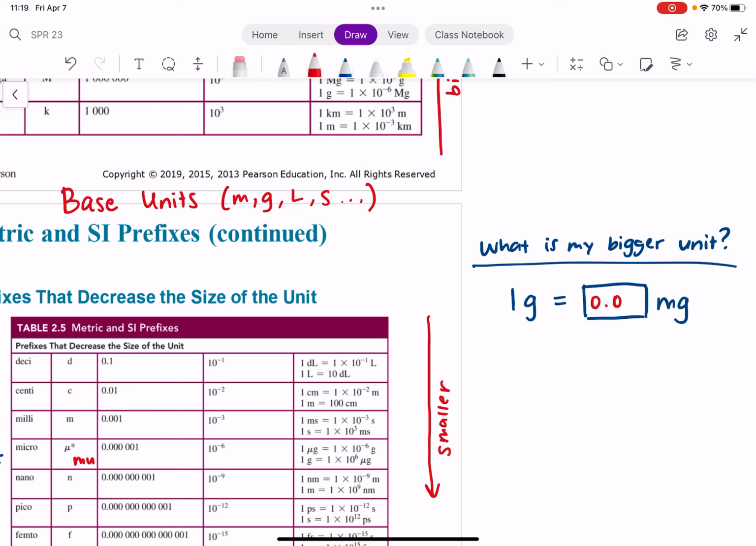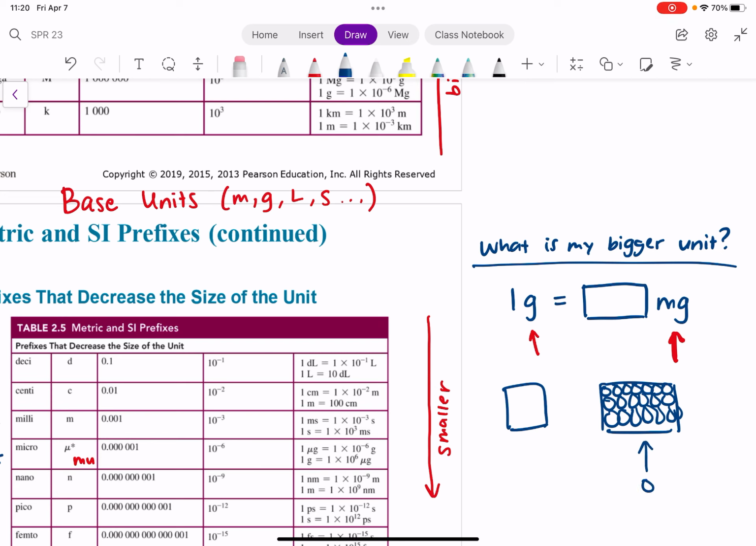Is it this number? No, it's not this number. And why isn't it that number? Well, because now I'm thinking about how many small units are in a big unit. So I like to think of it as, here's my big unit, and here's what I'm thinking about. I want to know how many of these little tiny units fit inside my bigger unit. So this number of little tiny circles is going to be big. There's going to be a lot of them. So this number that goes here is going to be big. That's why you wouldn't have this number here.